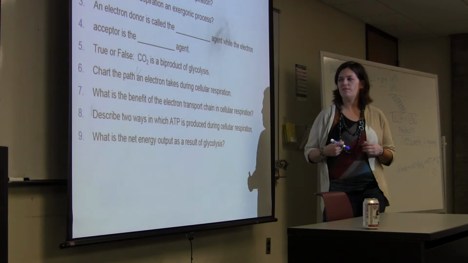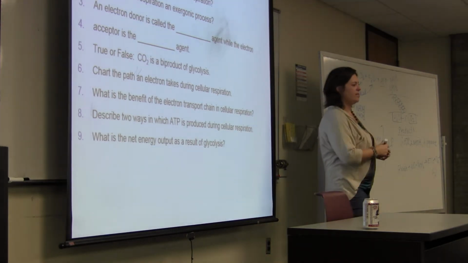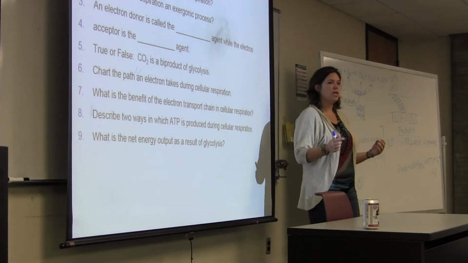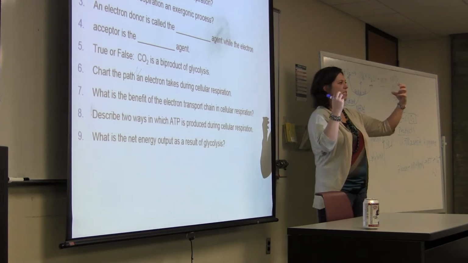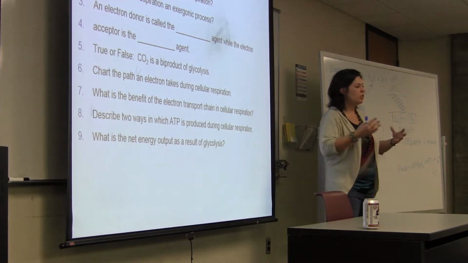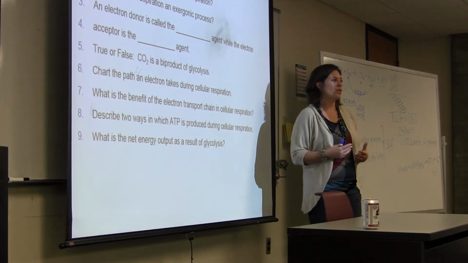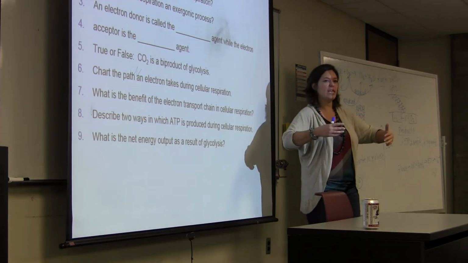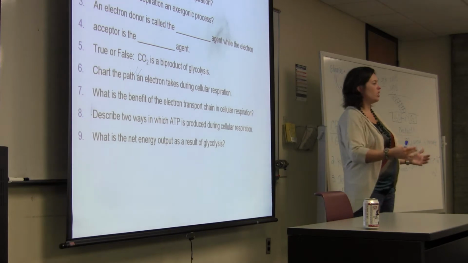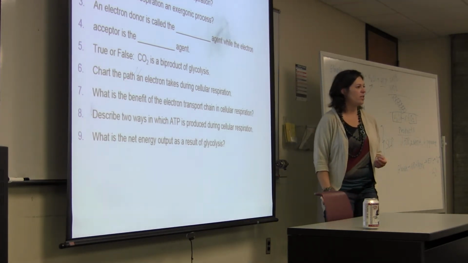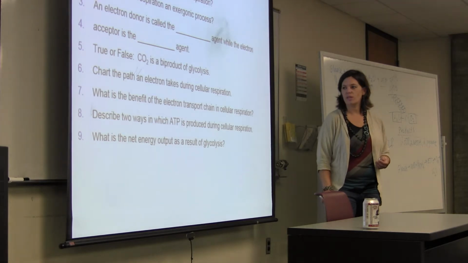What is the benefit of the electron transport chain in cellular respiration? Well, this is asking, why do we have to go through all of these little bitty steps? And the reason is because we can harvest energy in a manageable way. So that's the purpose of the electron transport chain. Because you're going to be releasing energy, you just want to be able to release energy that you can control. And so the electron transport chain is going to do that.